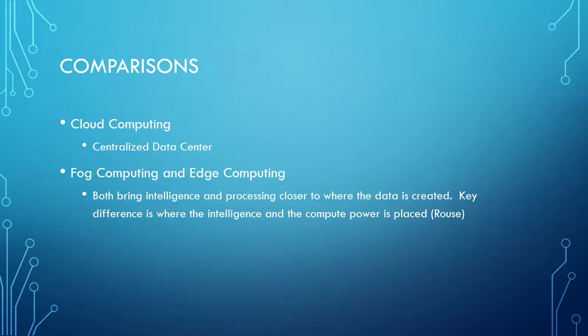Fog computing, the fog architecture, puts the computing power on the network device with the data, and it is processed and then returned. Edge computing puts the computing power in an appliance such as a programmable automation controller. So it's kind of different.